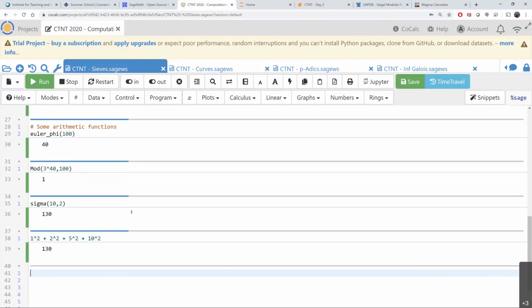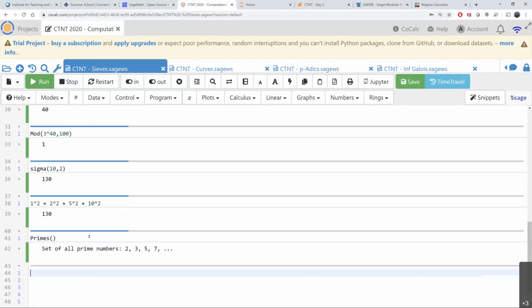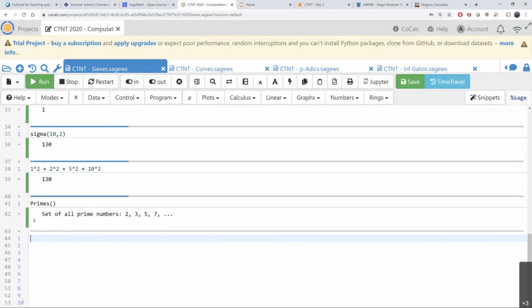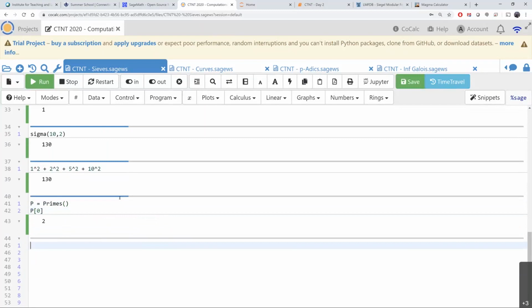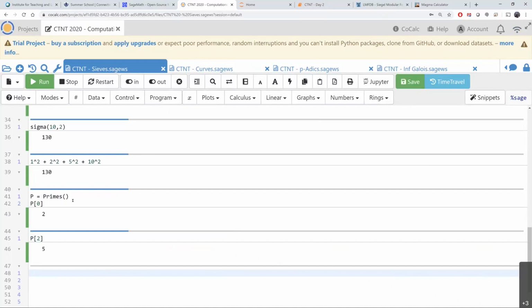We are number theorists, so we like to talk about primes. The primes command gives the set of all prime numbers. If I call it P, then I can call the first prime number. Weirdly, the first prime number is the zeroth prime in Sage, because this is built on Python, and in Python the first element of a list is the zeroth element, so that's P0. Then I can call P2, it's 5, so P2 is actually the third prime number. You have to keep that in mind, otherwise you might get confused by one.